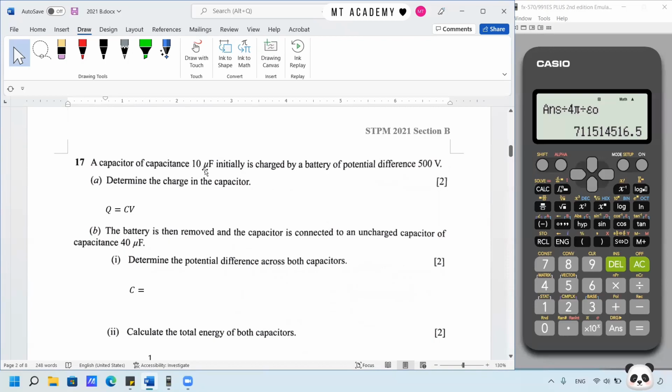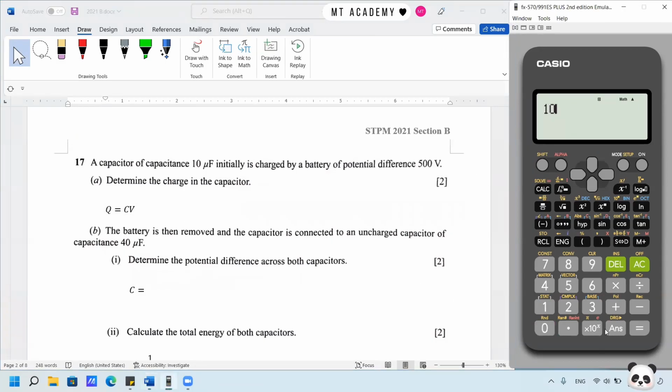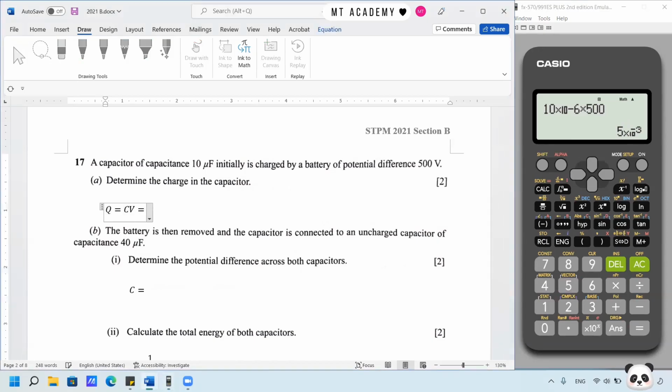A capacitor of capacitance 10 microfarad is initially charged by a battery of potential difference 500 volt. Determine the charge in the capacitor. We have the capacitance and the potential difference, so just apply the formula Q equal to CV. Capacitance is 10 micro, multiplied by the voltage 500 volt, and you obtain 5 millicoulomb, which is 0.005 coulombs. And then the battery is removed.